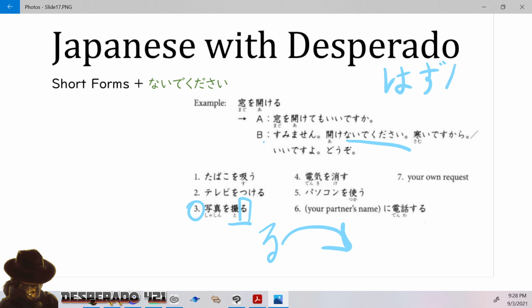Hazukashi. This is not an adjective. Hazukashi deskara. Very good. Now let's put the whole thing together. Sumimasen. Toranai de kudasai. Hazukashi deskara. Very good. Fantastic.